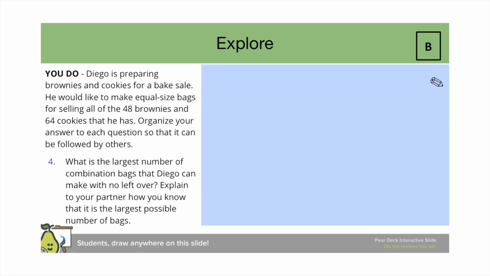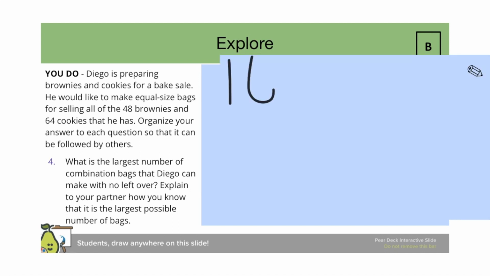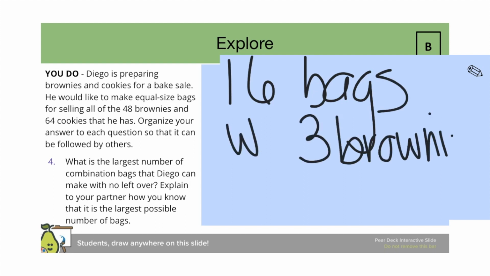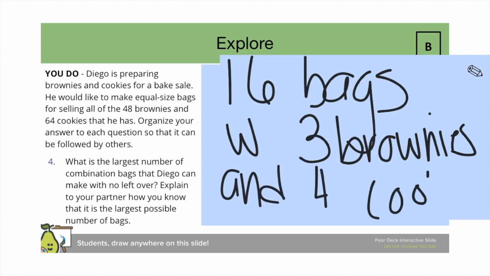As with the previous question, allow students to work with Didax pattern blocks, and they should get that the largest amount of combination bags that Diego can make is 16 bags with 3 brownies and 4 cookies, which you should have discussed with students in the previous question.